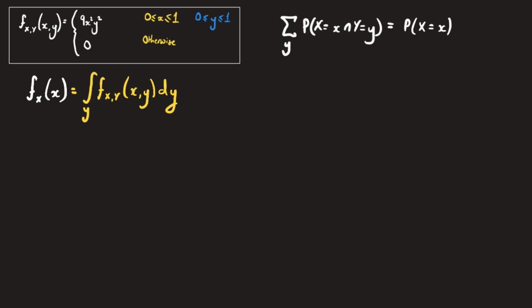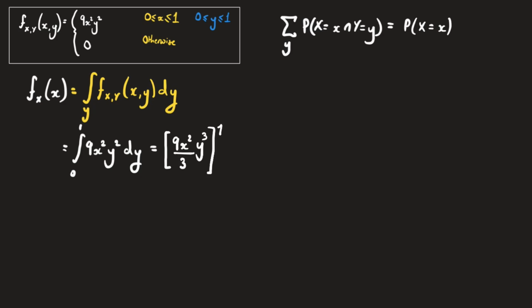So substituting in our probability density function, this is going to be equal to the integral between y is equal to 0 and y is equal to 1 of 9x squared y squared dy. 9x squared is just a constant multiplier with relation to y. The y squared, we raise the power and we divide by the new power, giving us 9x squared times y cubed, all divided by 3, evaluated between y is equal to 1 and y is equal to 0.